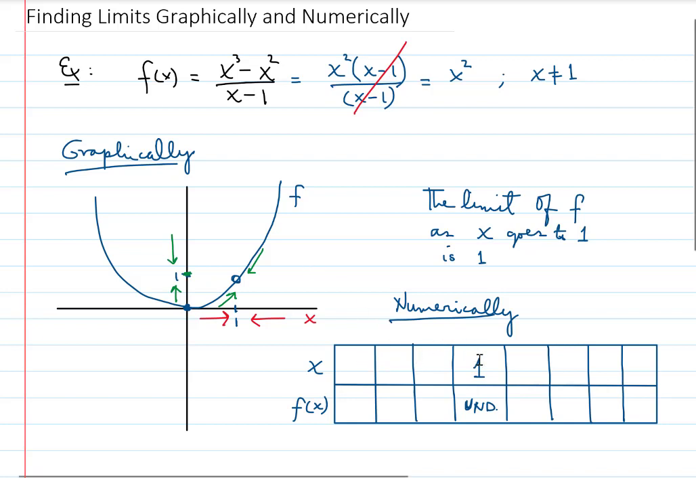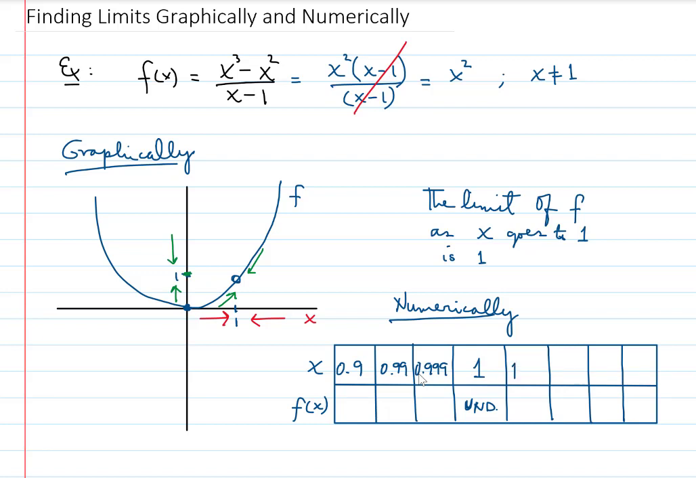For instance here, we know that 1 is not defined there, so the function doesn't exist at that point, but the limit may still exist. How do we show that numerically? Before 1, I can start from 0.9, then 0.99, then 0.999, and just get closer and closer, as accurate as you want it to be.